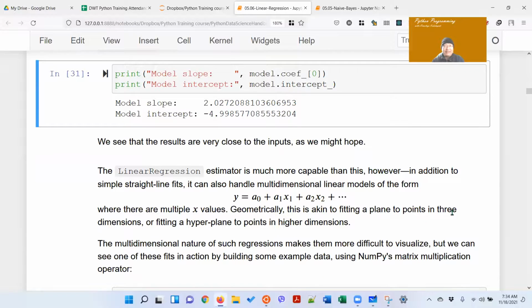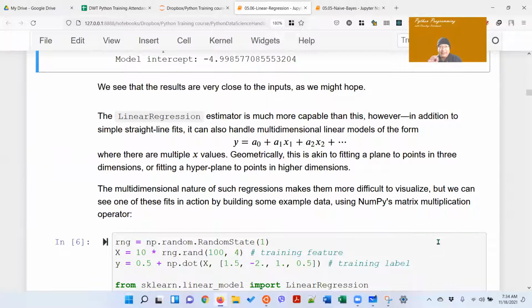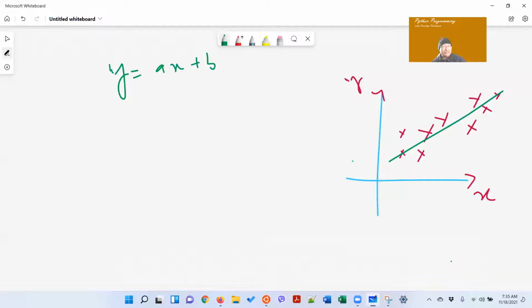Right? This thing we can take it to a higher dimension, right? Multi-dimensional model, so we can do something similar. It's like y is equal to a0 plus a1 x1, right? x1. X is one dimensional. Right? Okay.